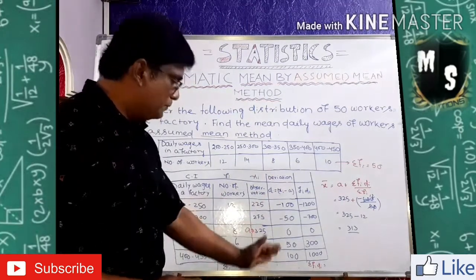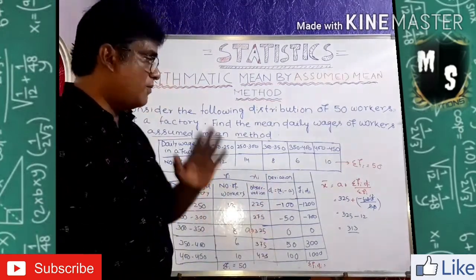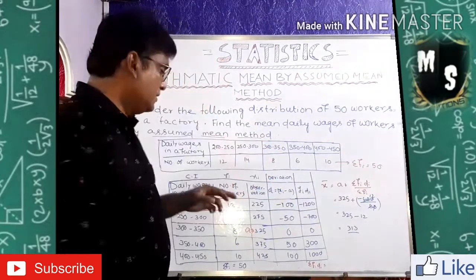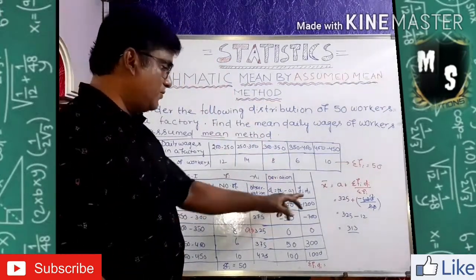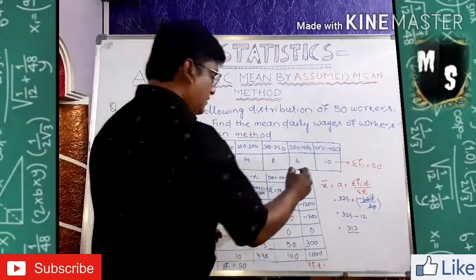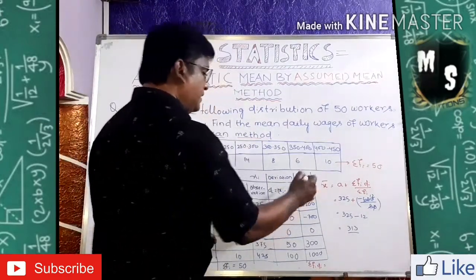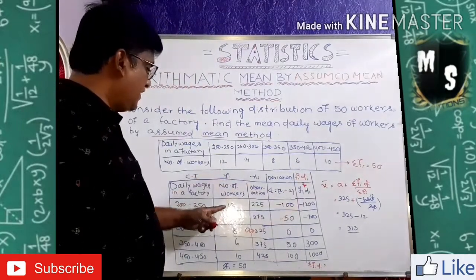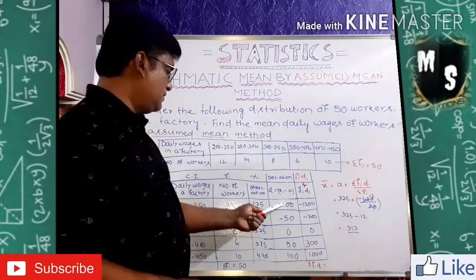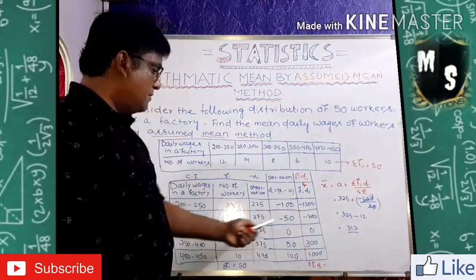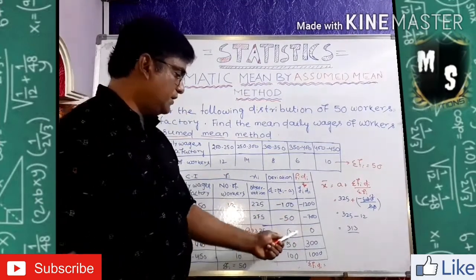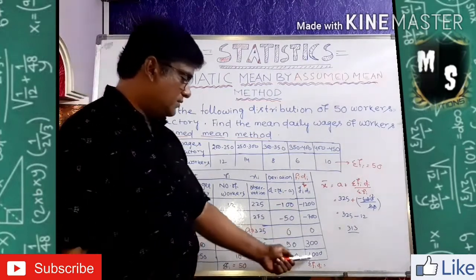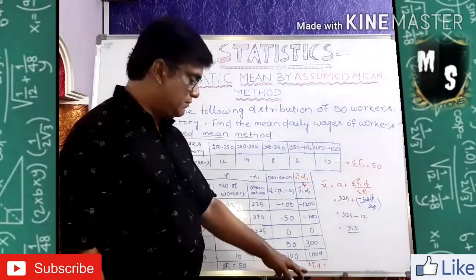Now, after completing this deviation column, your formula has sigma fi di. So there is an fi into di column. I wrote it here. This is my fi di column. So what is fi? 12 into minus 100, minus 1200. 14 into minus 50, minus 700. 8 into 0, 0. 6 into 50, 300. 10 into 100, 1000. Now I have to go for sigma fi di.